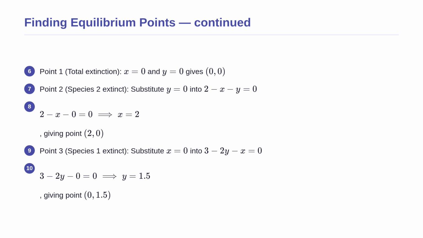Next, we check what happens if species y is extinct, meaning y equals 0, but species x is not. We substitute y equals 0 into the condition for species x. Solving this simple equation gives x equals 2. This reveals the natural carrying capacity of the first species when it has the environment entirely to itself, giving us our second point. We then do the reverse scenario. Assuming species X is extinct, we substitute X equals 0 into the condition for species Y. Solving for Y gives 1.5, our third equilibrium point.